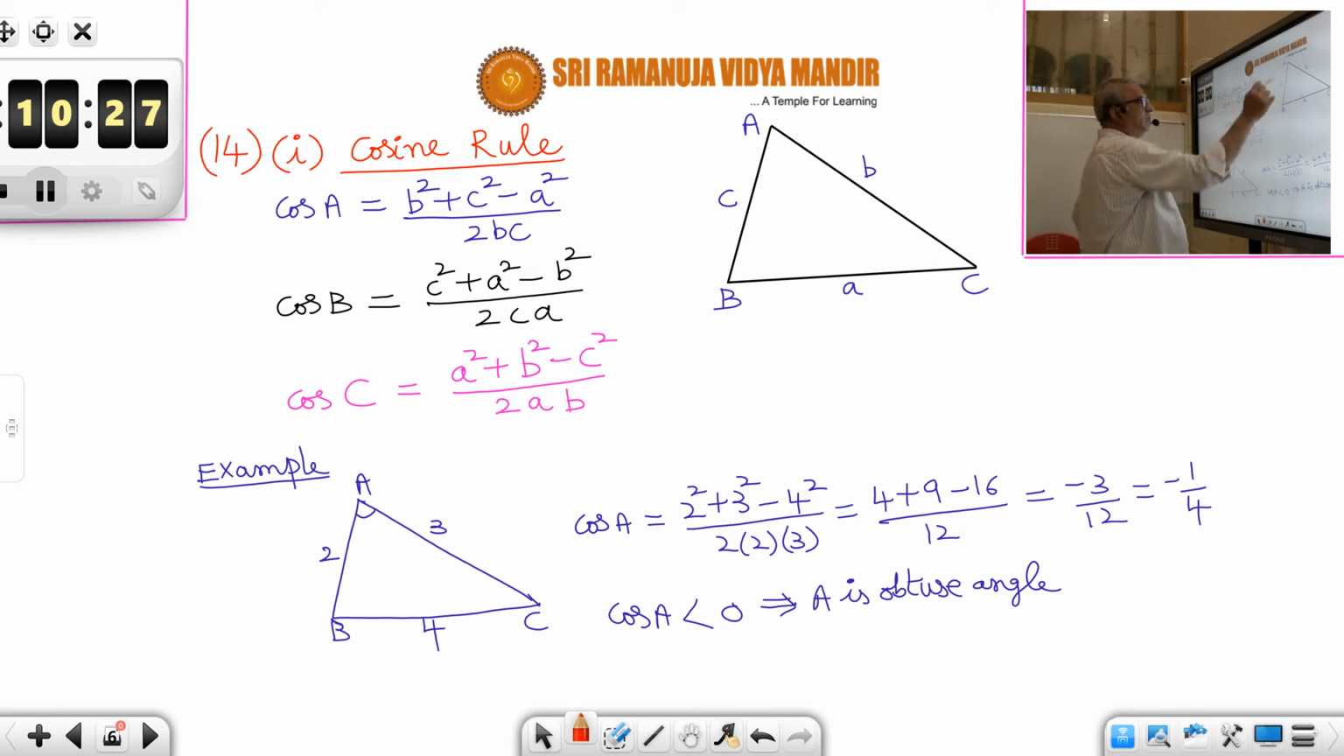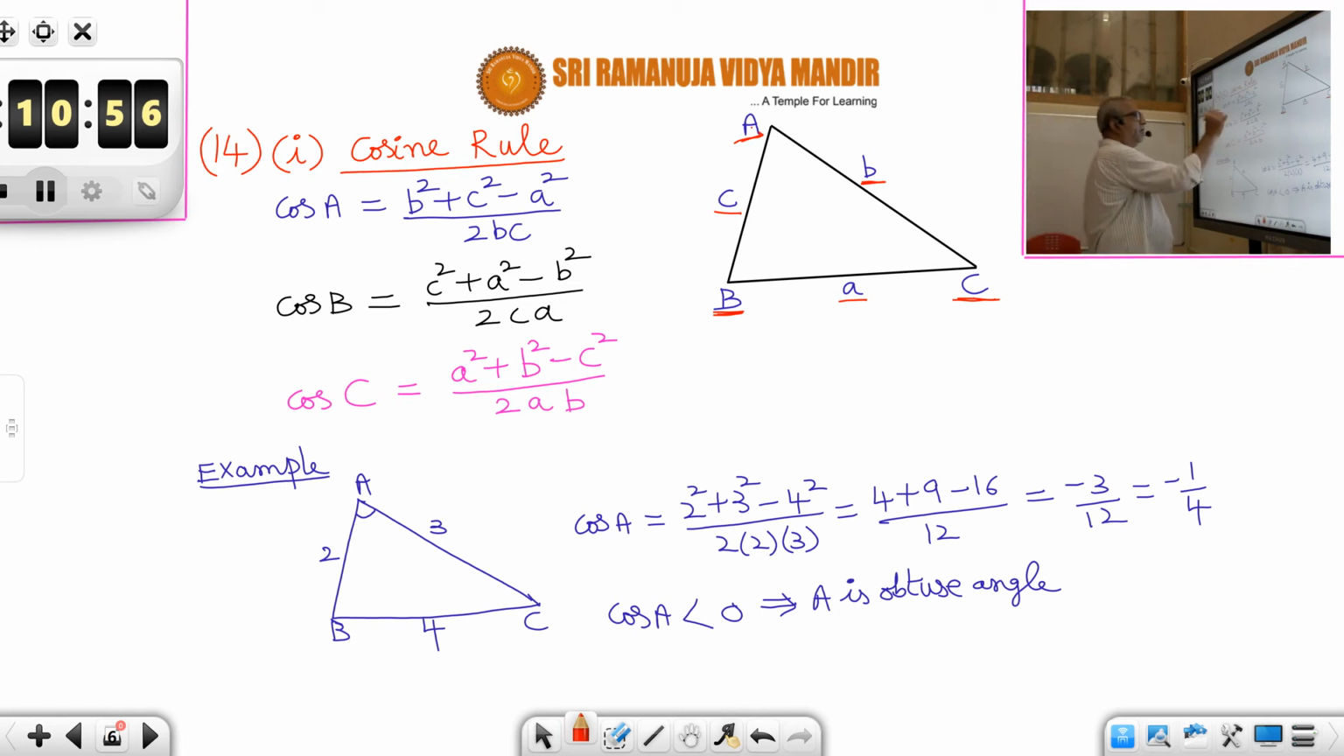ABC. The capital letters denote the vertices. To the vertex capital A, the opposite side is denoted by the corresponding small letter a. To the vertex B, the opposite side is denoted by the corresponding small letter b. Similarly, for the vertex C, the opposite side is small c. That is the notation we follow.